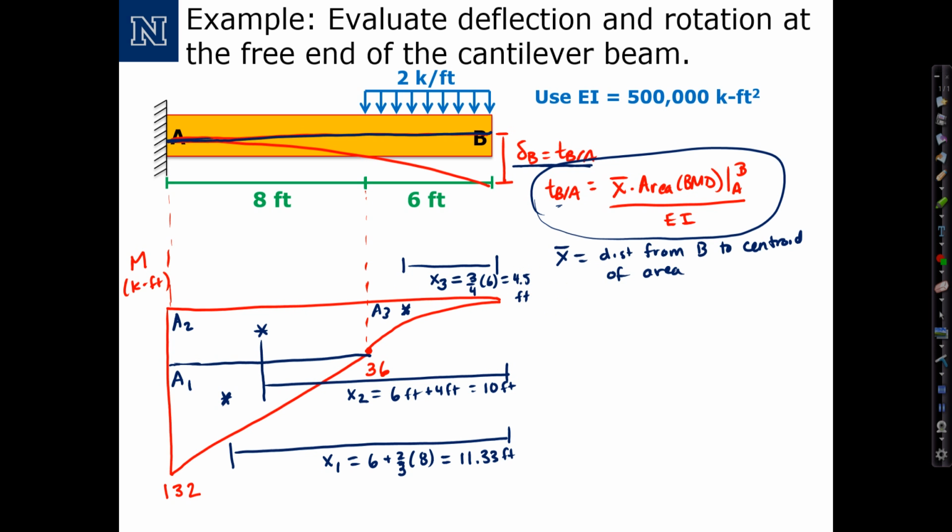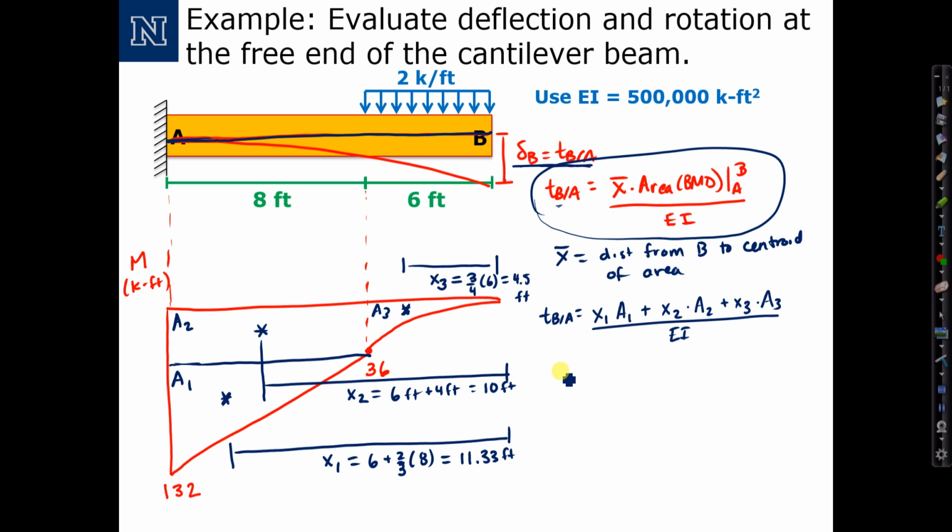Okay, and we have some rules summarized in the notes for you to be able to remember how to evaluate these areas and centroidal distances. So finally, I can do this by adding together the x-bars and areas for each region. So x1 times a1 plus x2 times a2 plus x3 times a3, and then divide by EI.